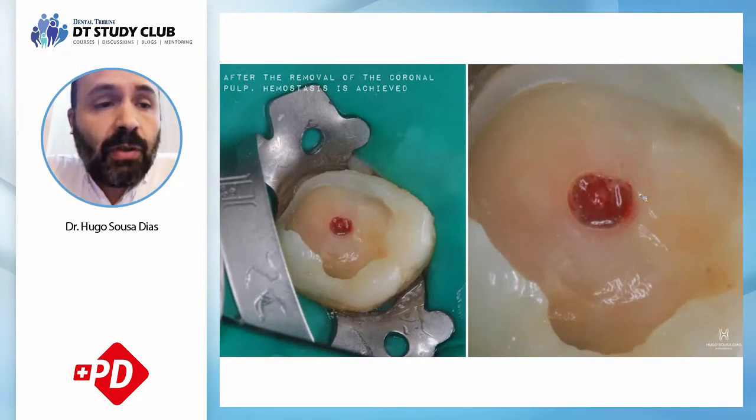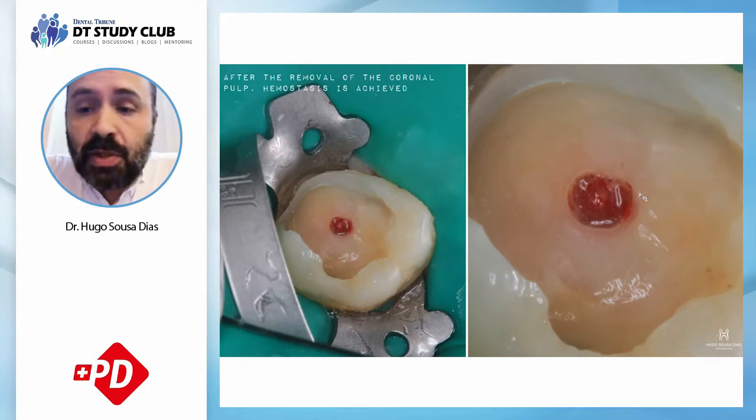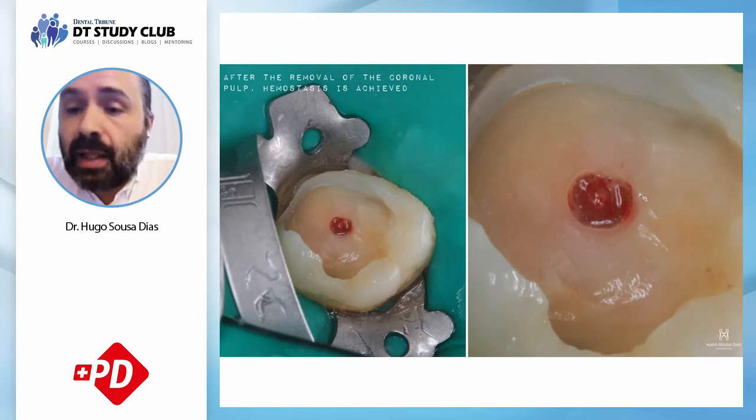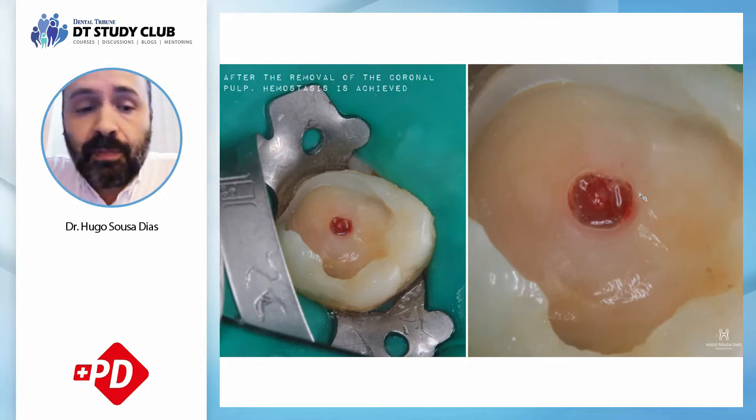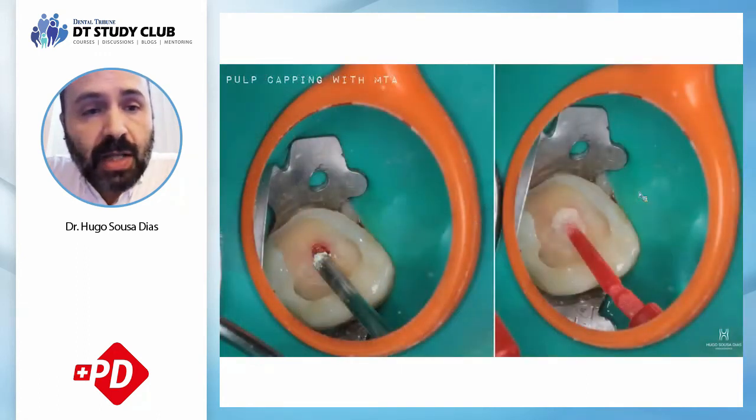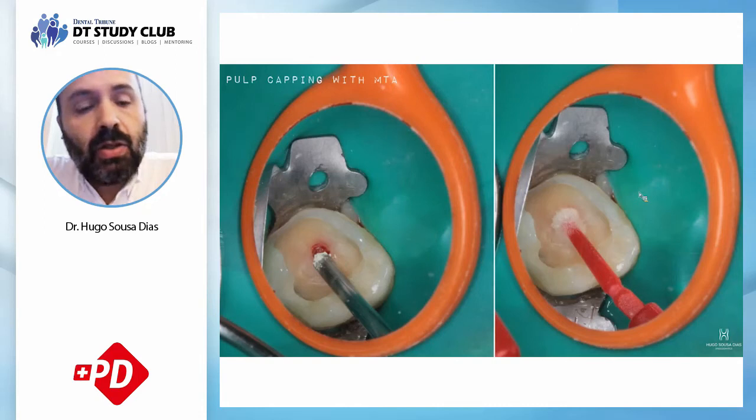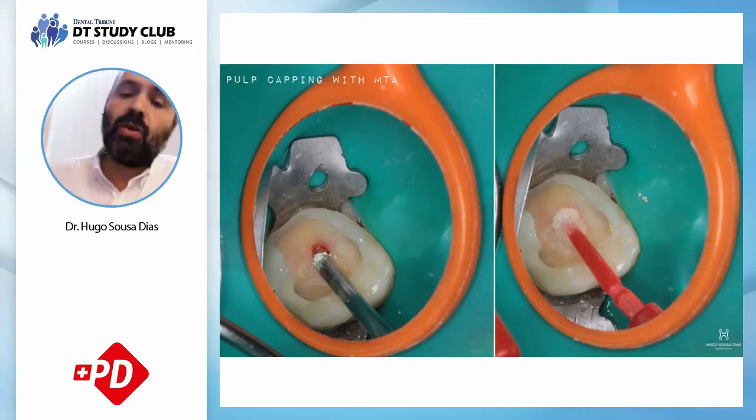After removal, the hemostasis is achieved. It's possible to see that it stopped bleeding. And I have conditions to do my pulp capping with MTA. For that, I use my MAP1 device to deliver the MTA over this exposed pulp. And I use this micro brush to help me condense the MTA in this area.